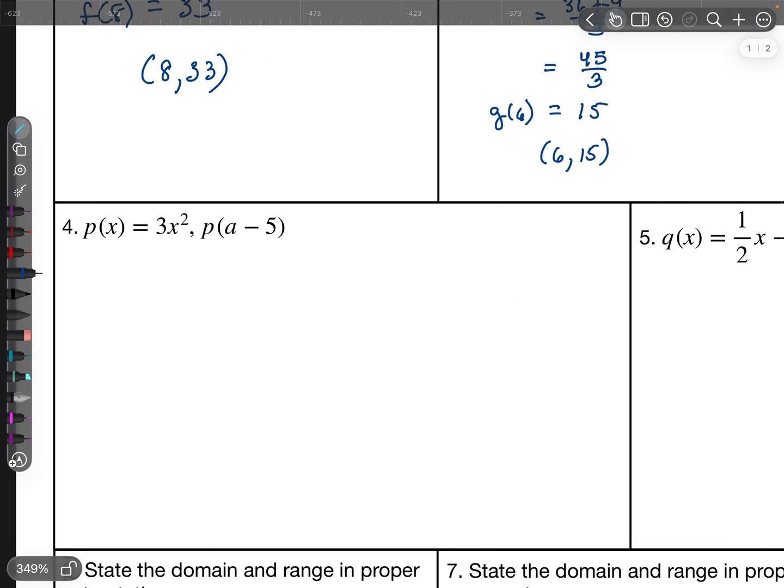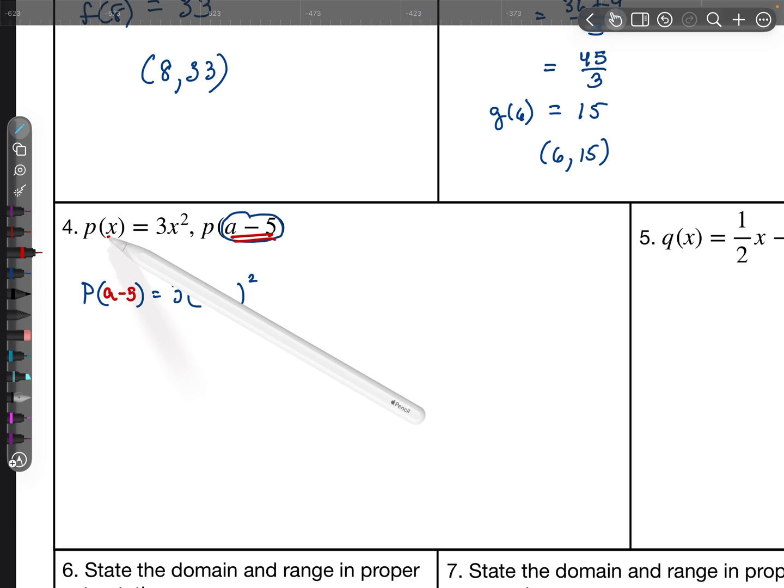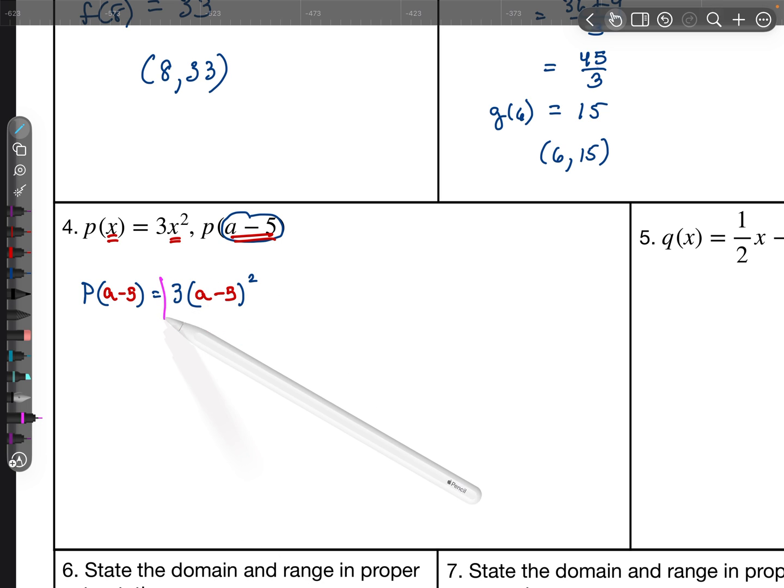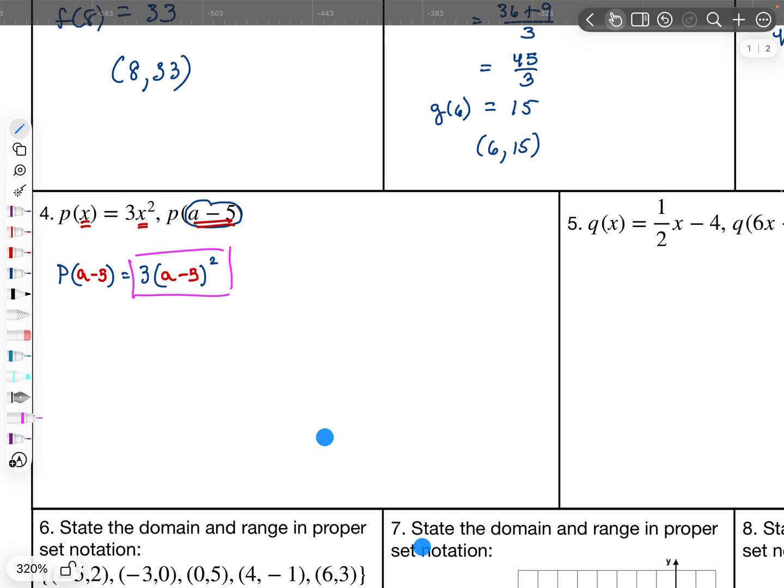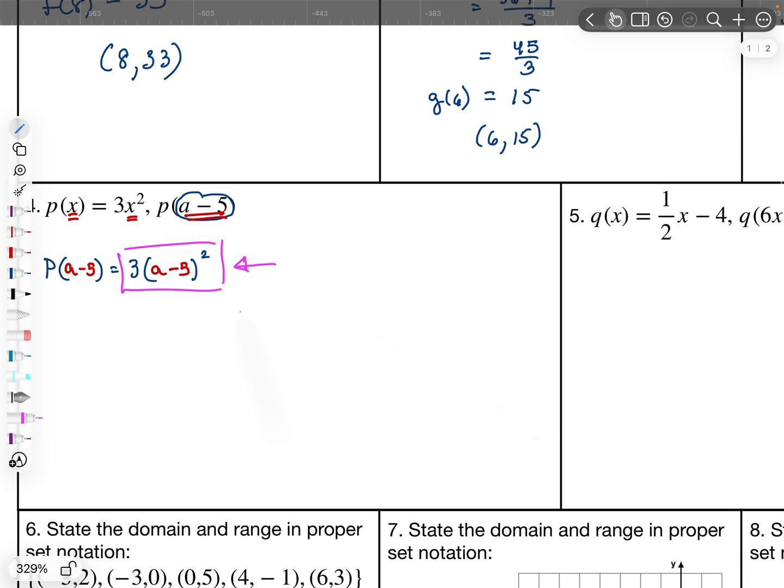Continuing on here. Now I'm putting an expression in for the x's. So I go p, and I'm just going to leave this blank there. Right, that's where I'm going to put my substitution. So I'm plugging in a minus 5 for this x, which means I've got to replace that x with a minus 5. So there's the substitution, and this is your answer, right? But lots of times we like to expand that. For right now, though, we'll just leave it like this, okay?